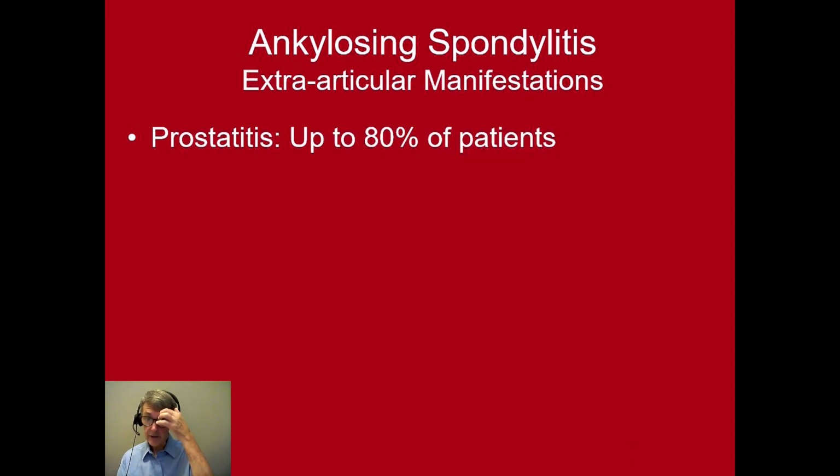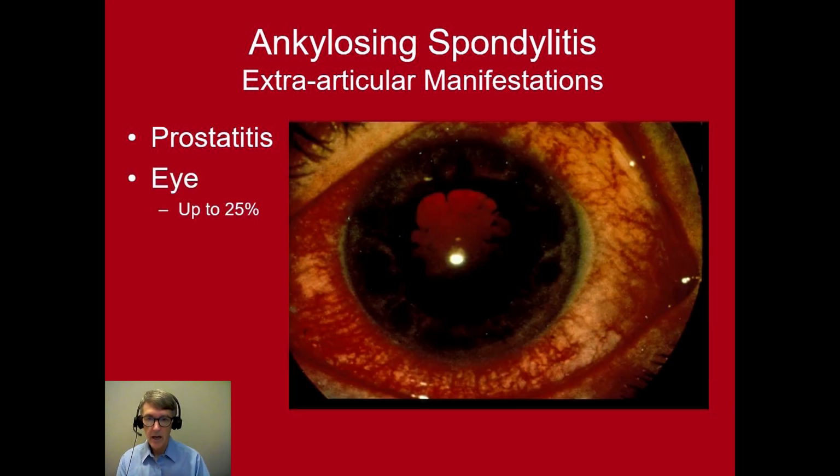They can have extra-articular involvement. Again, these are systemic diseases. Up to 80% of patients can have inflammation of the prostate or prostatitis. Eye involvement can occur in up to 25%, and they can have either an iritis or conjunctivitis. This actually is an example of both. One can see a lot of redness and injected conjunctiva.